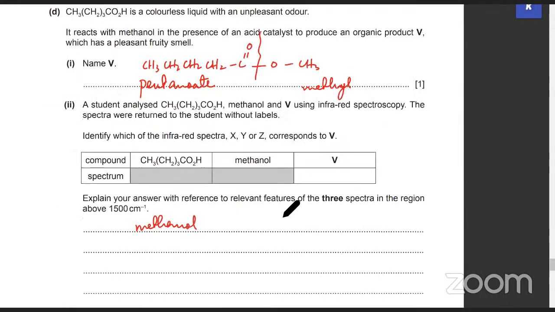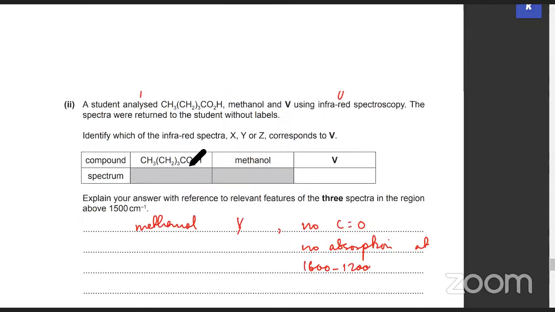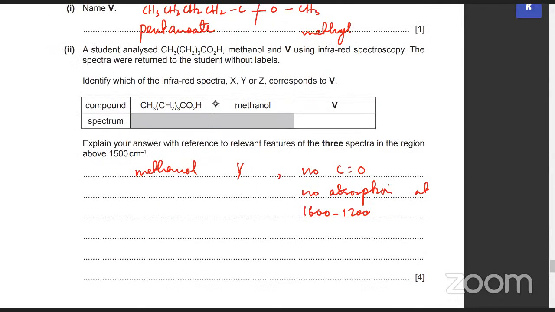So what you're going to write about methanol is, why is it Y? Because no C=O bond, which means no absorption at 1600. There won't be absorption in this range. Then which one did you find? The carboxylic acid. The carboxylic acid was the last one, I think Z. This is the pentanoic acid, this one. How did you figure this out? Because it was a carboxylic acid.